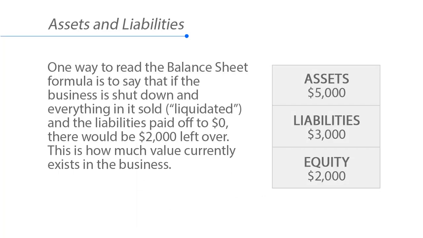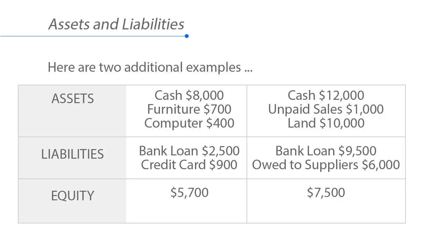One way to read this is to say that if the business is shut down and everything in it is sold or liquidated and all the liabilities paid off to zero, there would be $2,000 left over. This is how much value currently exists in the business. Let's look at a couple of more examples.